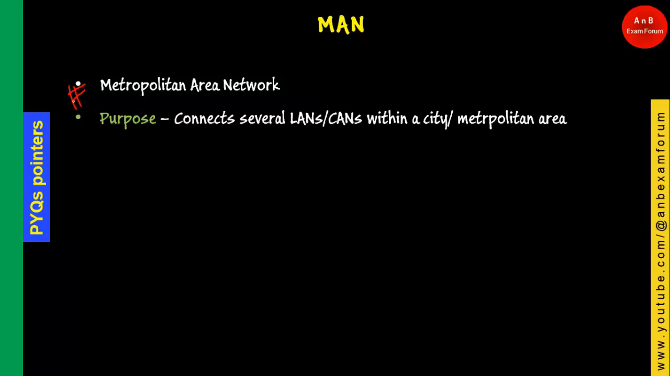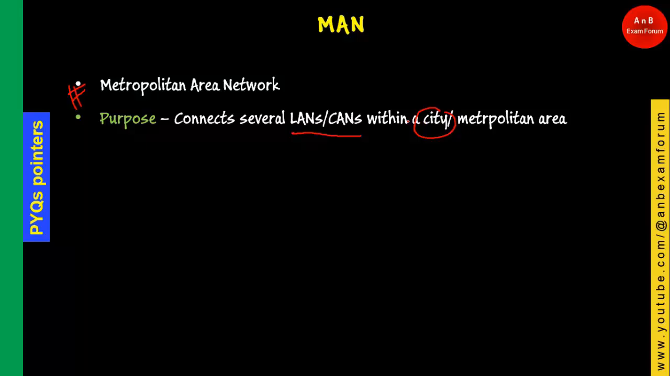The next one, a very important one, is MAN. What is MAN? Metropolitan area network. Okay, metropolitan area network. Again, the purpose: it is also going to connect LANs and CANs but within a city, and sometimes it was used for a metropolitan area, so that's why this name has arisen.